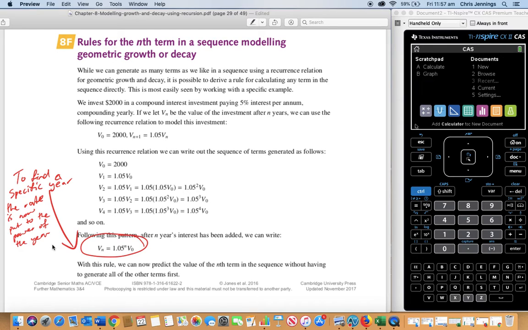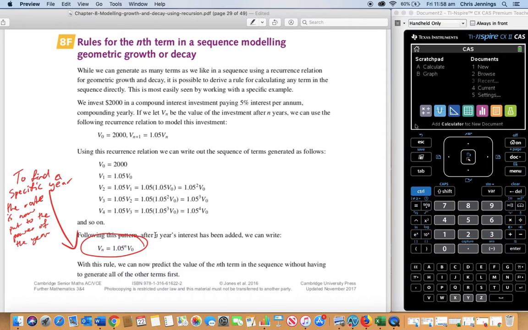And it goes like this. Here's an example. We invest $2,000 in a compound interest investment paying 5% interest per annum, compounding yearly. If we let Vn be the value of the investment after n years, we can use the following recurrence relation to model this investment. This is from the old style we just did in 8E. The initial amount; to find the next year's worth, it's 1.05 times the previous year. So that's where we'd have to press enter, enter, enter. And it looks like this.